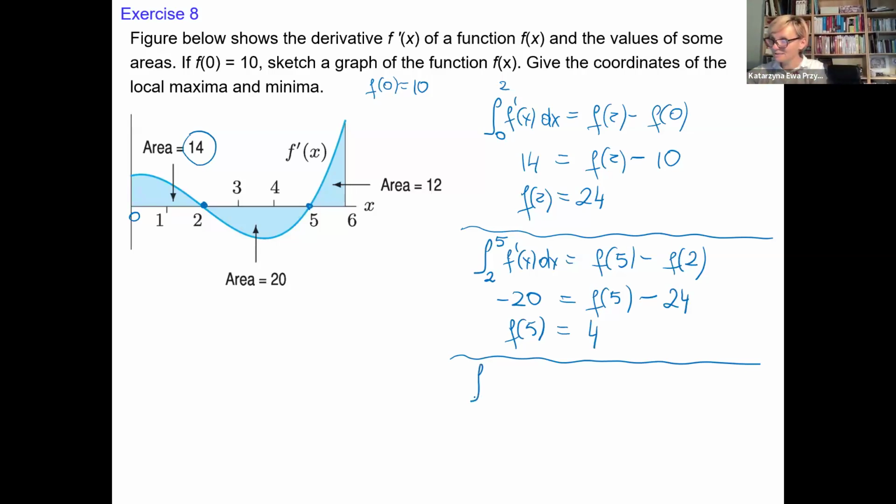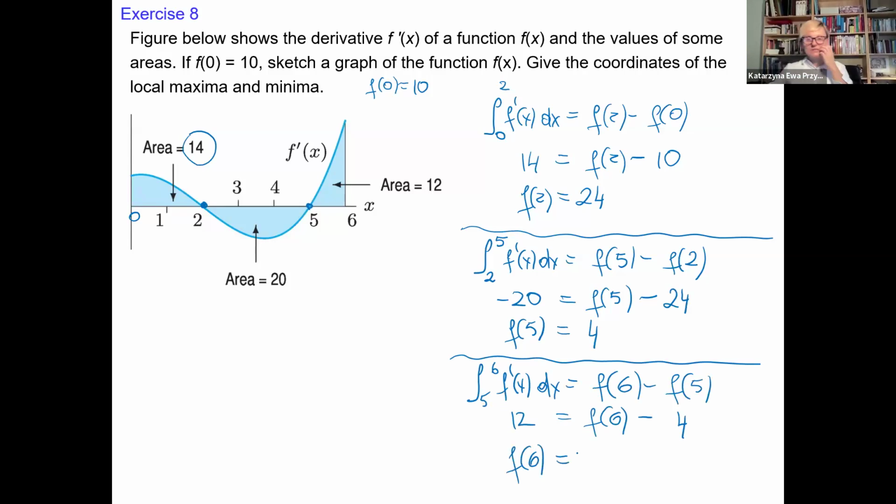And the last one, the integral between 5 and 6. It's equal to the difference between f of 6 and f of 5. And then what is the integral? Now everybody knows. Can you tell me the value at 6? The value at 6 is actually 16, not 8, 16. Now I think we are ready to sketch the graph.